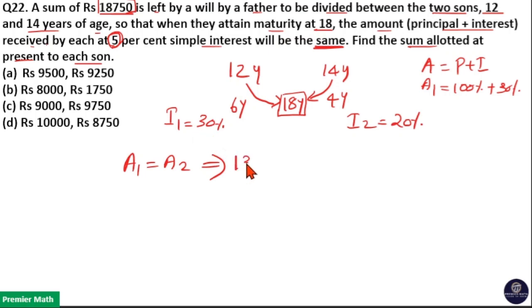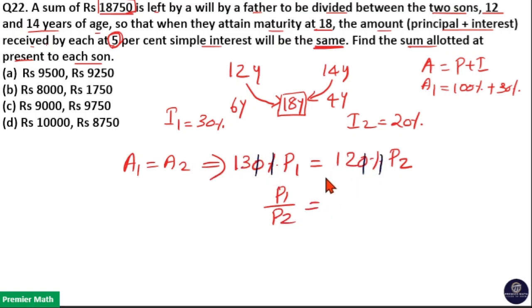So 130% of principal 1 is equal to principal 100% and interest 20%, so 120% of principal 2. Now P1 by P2 is equal to, here 0 and percentage cancel, so this will become 12 by 13. Now 12 plus 13 is 25 parts.